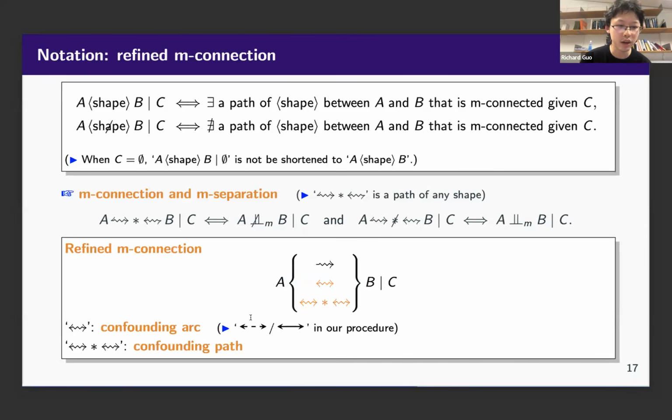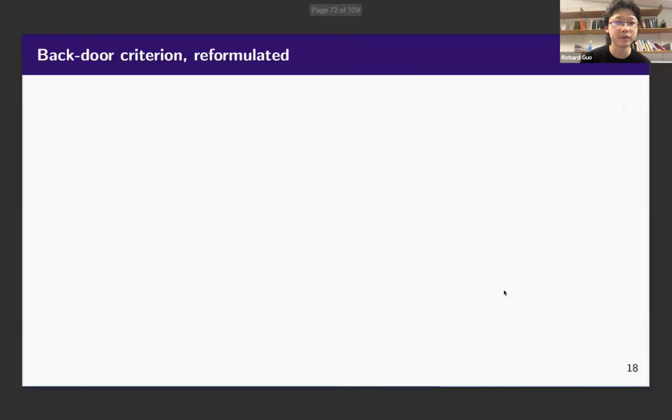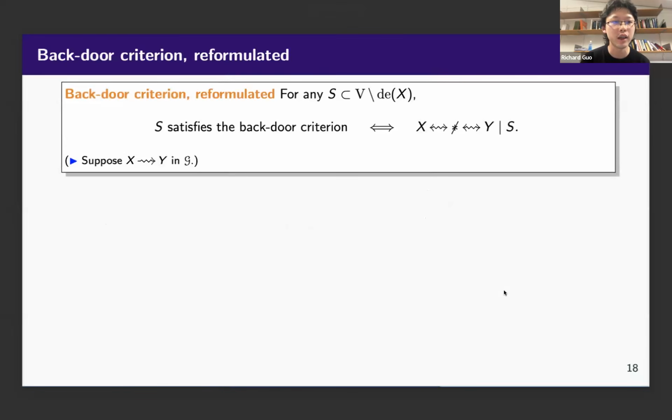So the confounding arc in our procedure that I just showed you in the demo translates into bidirected edges, and the confounding path is a concatenation of multiple confounding arcs. So this notation, for example the second one, would mean given C, there exists a confounding arc that is M-connected between A and B. I hope that's clear. Okay, using such a notation, we can basically reformulate Pearl's backdoor criterion in such a way.